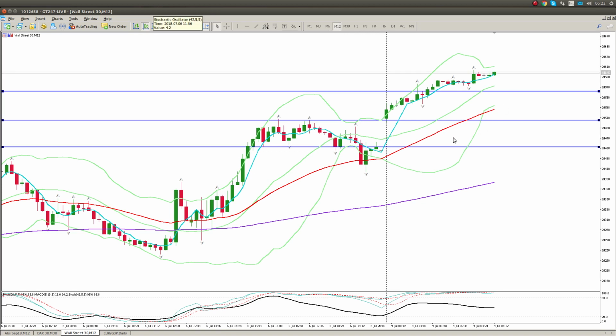So that's my outlook for today. Definitely looking for longs, and it's going to be a case of buying the dips, I think, this week. You should be able to build a nice position if this thing gets going this week.